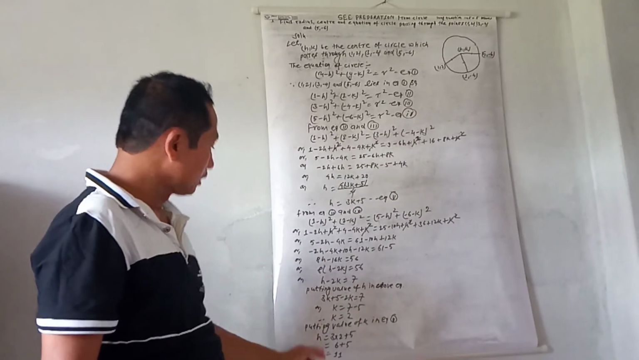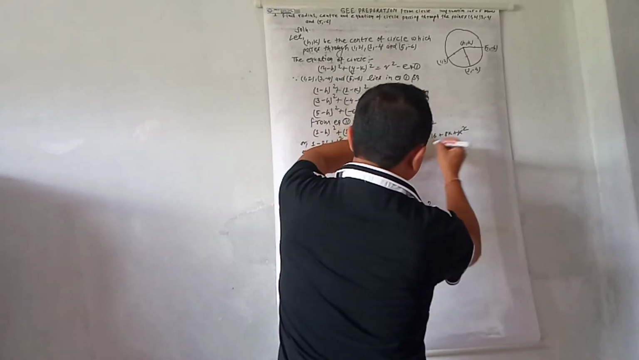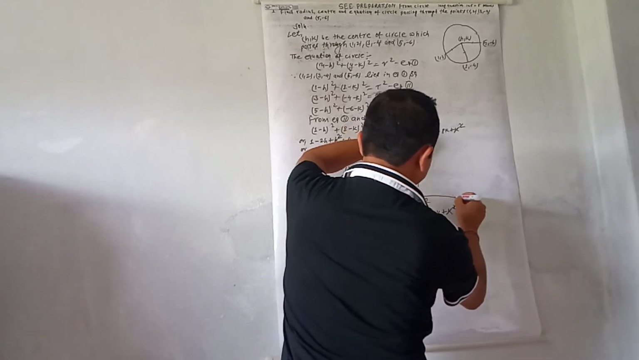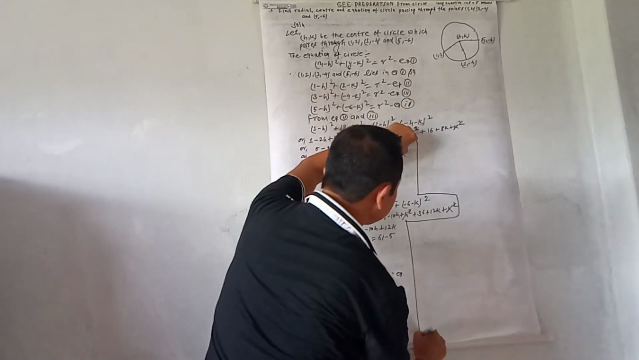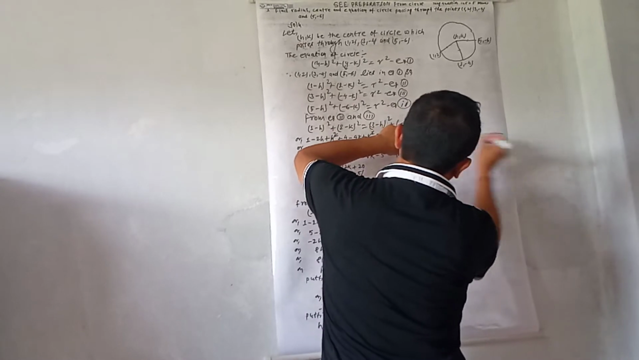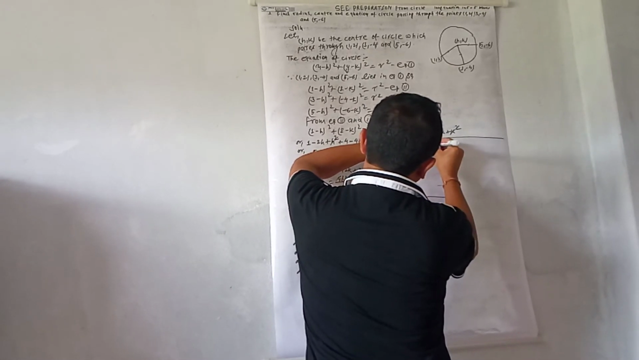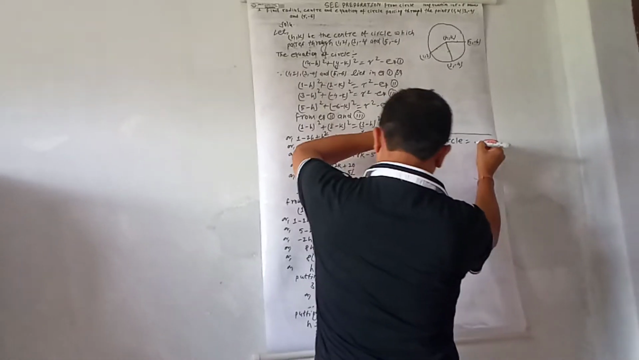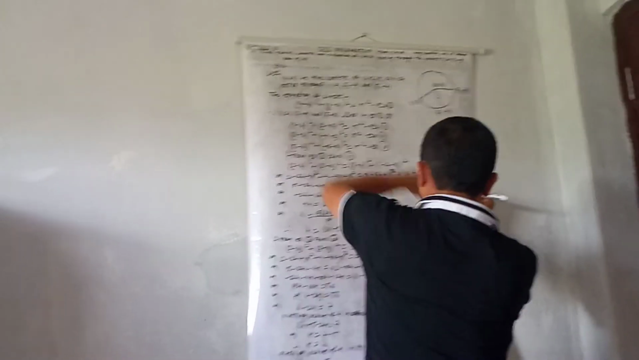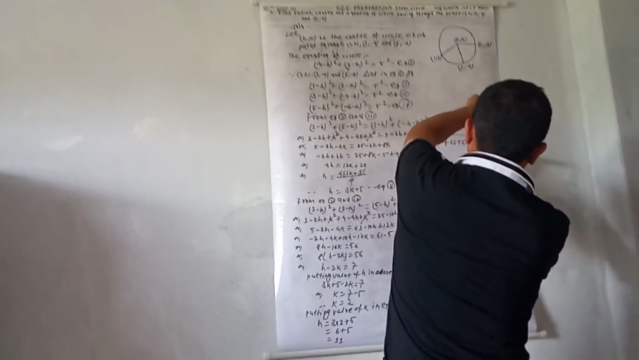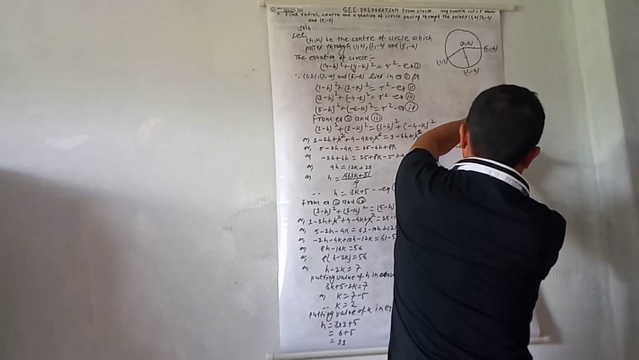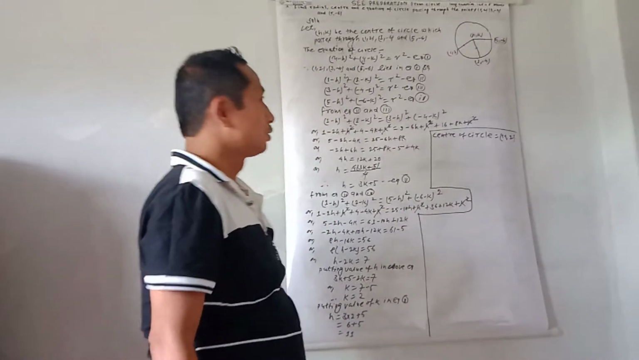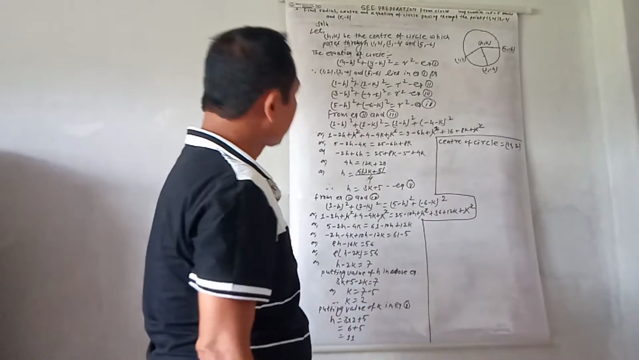So this is the center of circle. Here center of circle is equal to h, k is the center of circle. So value of h is 11 and value of k is 2. Then center of circle is 11 comma 2. That is the center of circle.